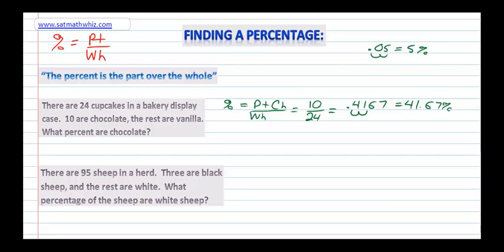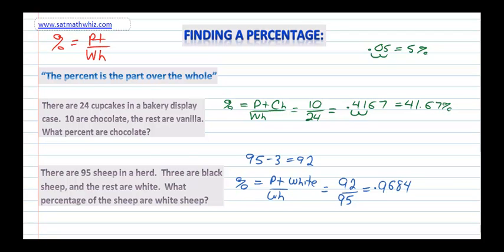Next problem. There are 95 sheep in a herd. 3 are black sheep and the rest are white. What percentage of the sheep are white sheep? Well, if there's 95 in the herd and 3 are black, 95 minus 3 would give us 92. So therefore there are 92 white sheep. And the percent is the part over the whole, so we need the part of the group that is white sheep, that's 92, over the whole group of sheep, which is 95. Put that in a calculator, you get 0.9684. And as we said before, to go from the decimal to the percentage, we move the decimal 2 spaces to the right. So 0.9684 becomes 96.84%.